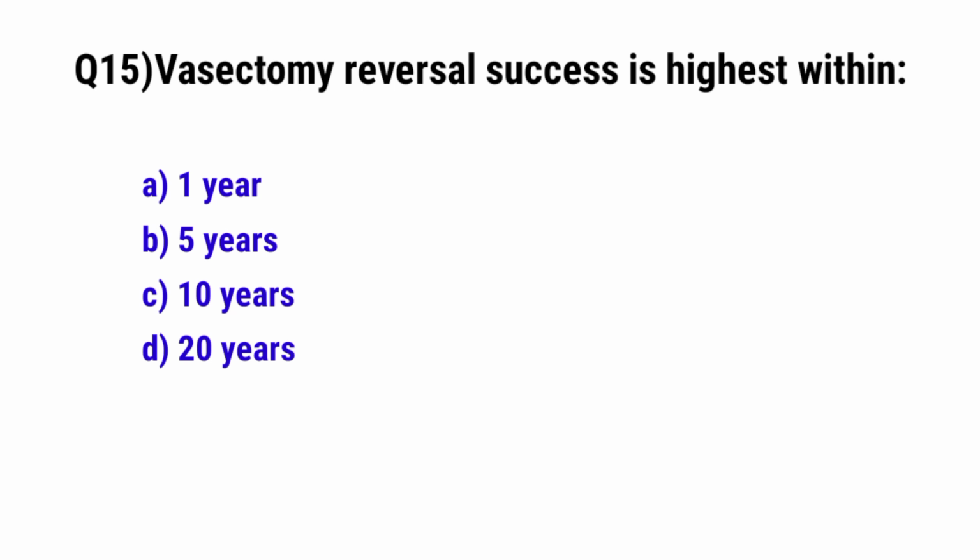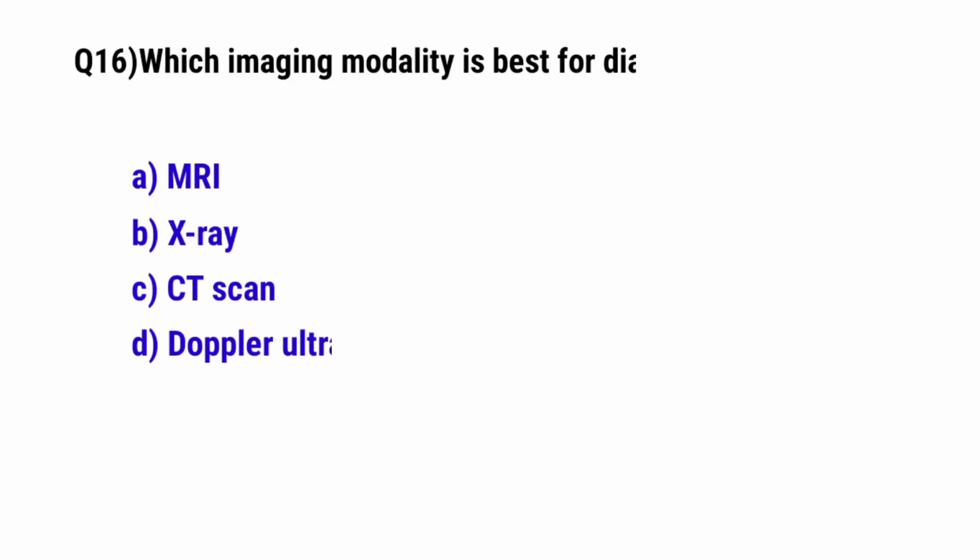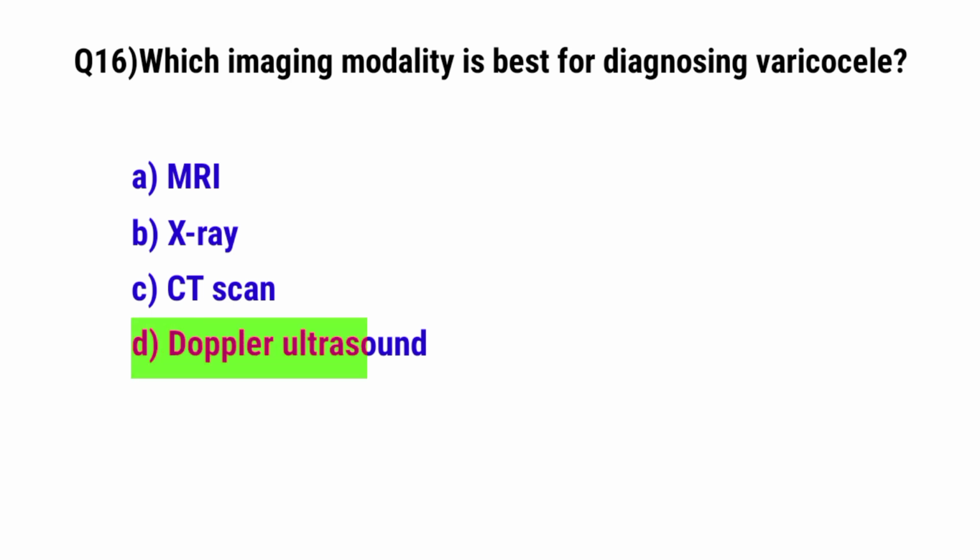Question number 15. Vasectomy reversal success is highest within. The correct option is B. 5 years. Question number 16. Which imaging modality is best for diagnosing varicocele? The correct option is D. Doppler ultrasound.